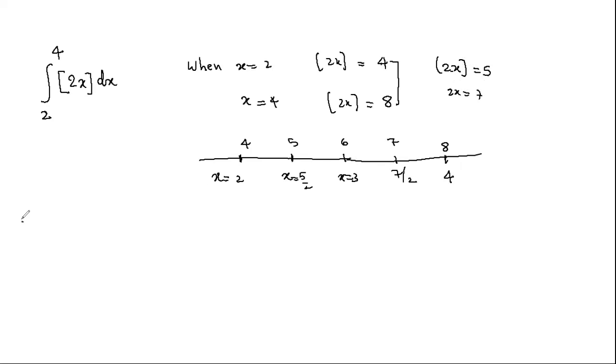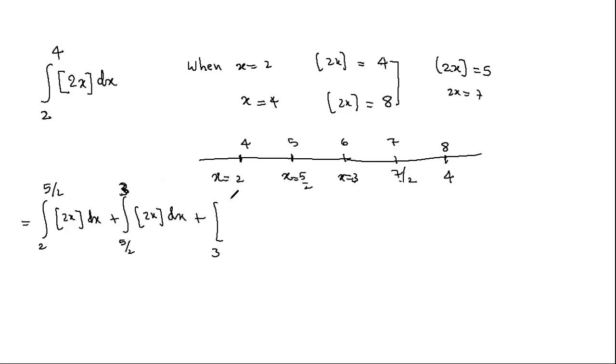So 2 to 4 is split as 2 to 5 by 2, integer of 2x, plus 5 by 2 to 6, integer of 2x, plus, no, 5 by 2 to 3, not 6. Then 3 to 7 by 2, integer of 2x dx. Then 7 by 2 to 4, integer of 2x dx.